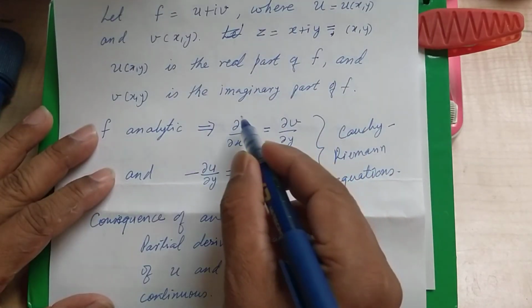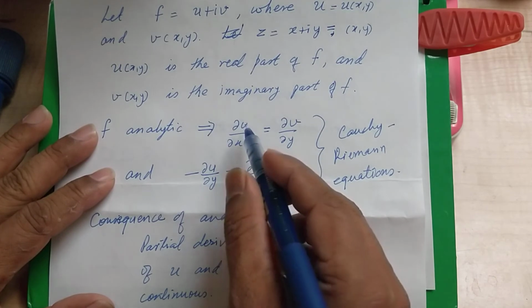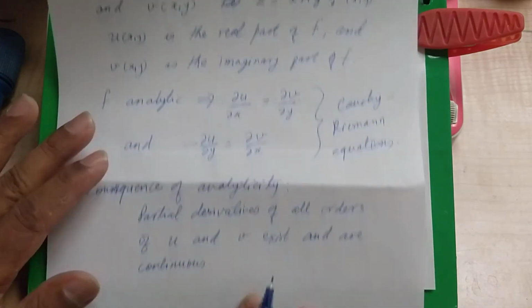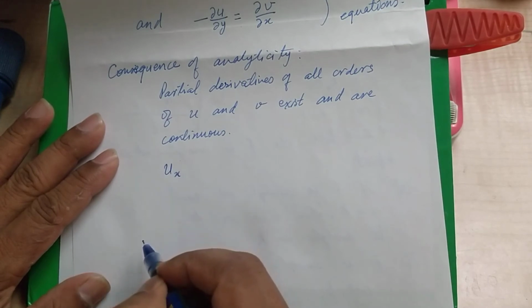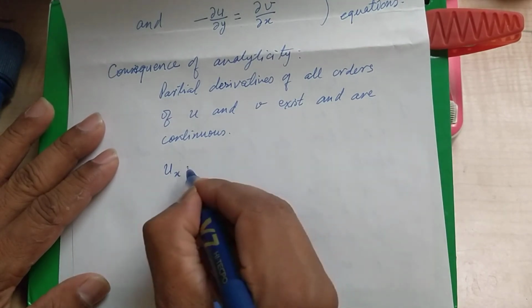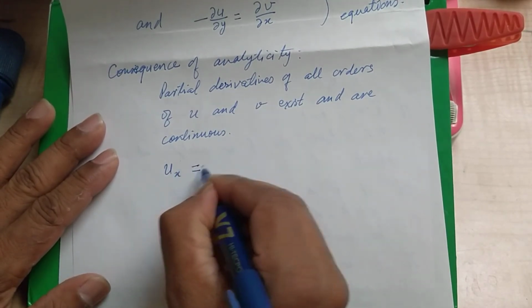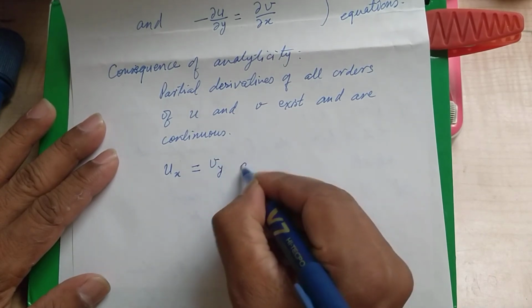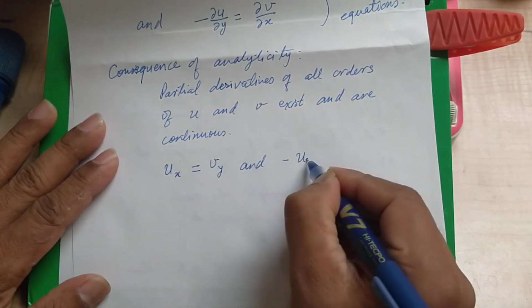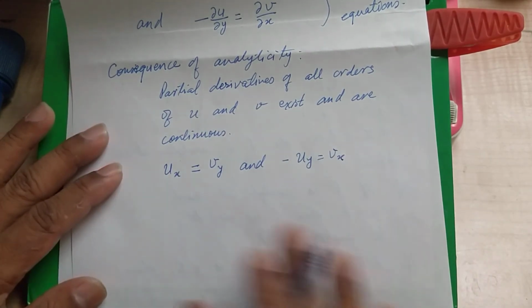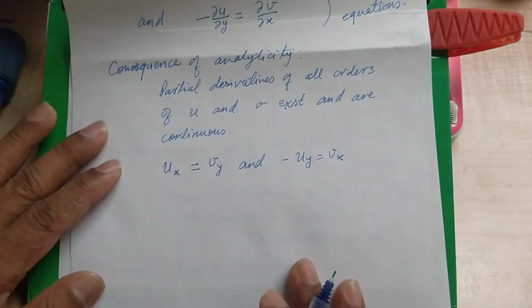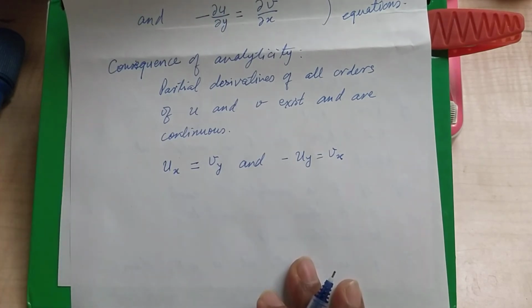I wish to use a shorter notation for ∂u/∂x. So the same equation can be written as u sub x. So this stands for ∂u/∂x. So the Cauchy-Riemann equations can be written as u sub x equal to v sub y and minus u sub y equal to v sub x. It will be rather easier to write these equations like this.